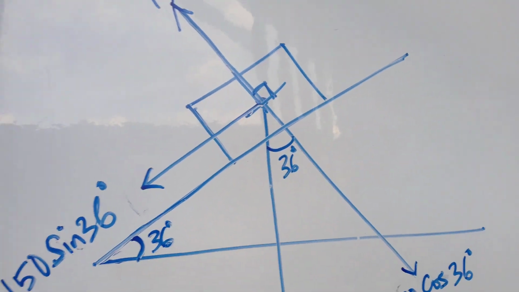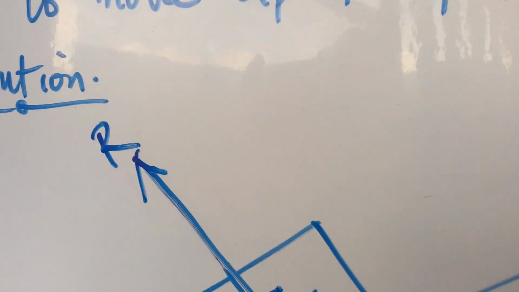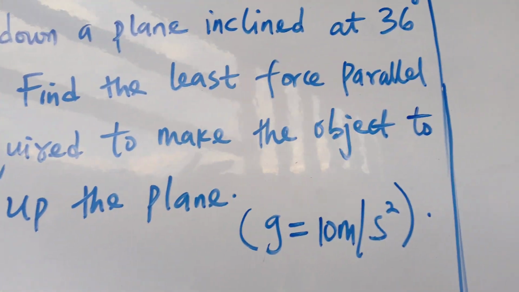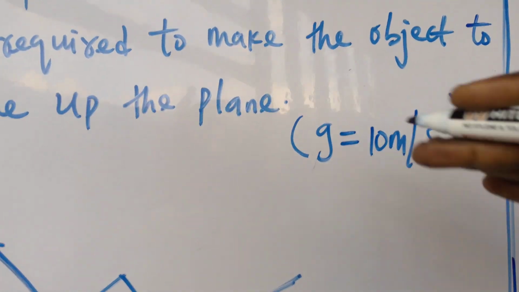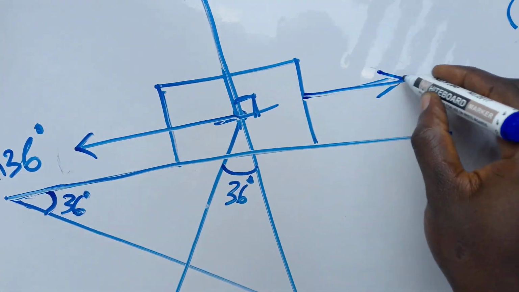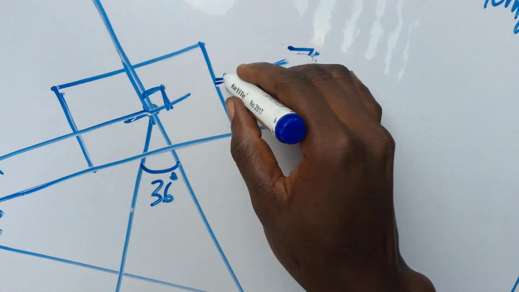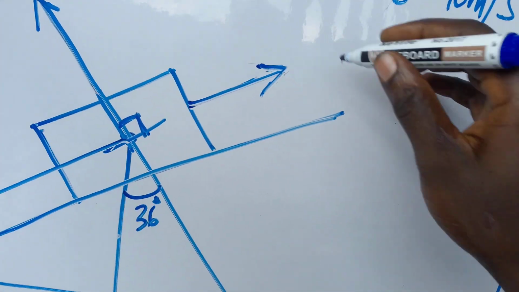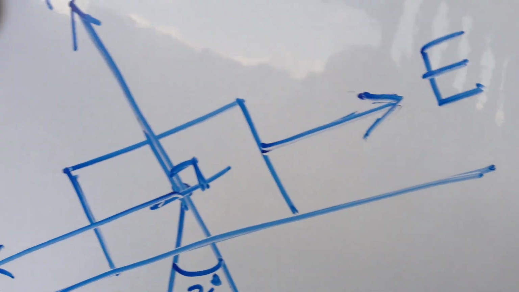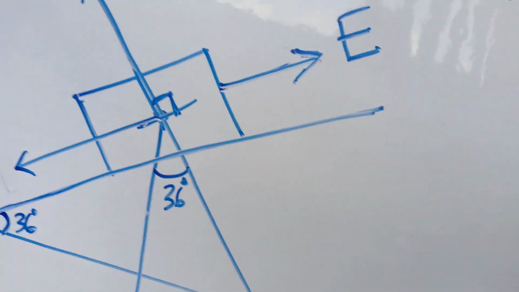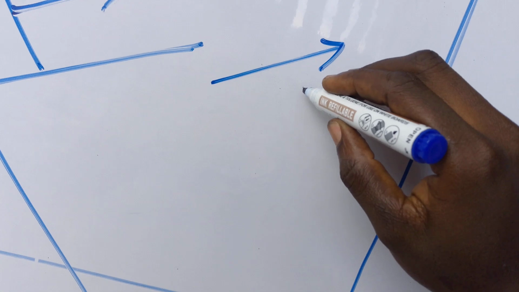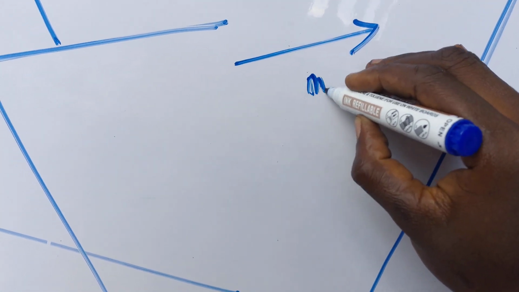Now the next thing we look at: it says find the least force parallel to the plane required to make the object begin to move up the plane. To make this object move up the plane, there is a force acting parallel to this plane. We can call that force an effort E. So an effort was applied here, pulling this block upwards. It shows you the direction of motion.